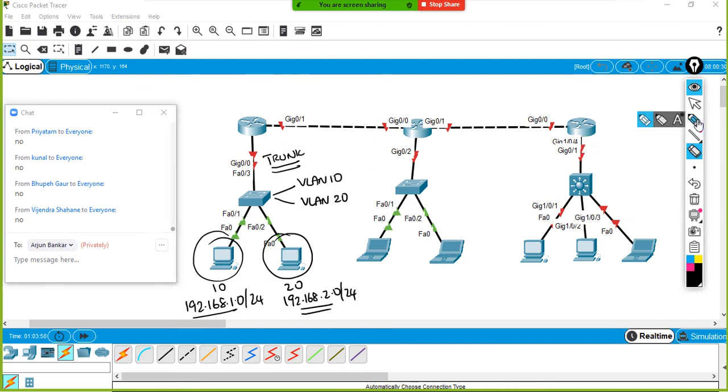Kunal, are you clear? Yeah. Now we need to give the IP address to either VLAN number 10 or VLAN number 20. First you need to decide that. So for which VLAN are you going to assign the IP address? VLAN number 10. Everybody agree, guys? Everybody agree? Yeah. Okay.